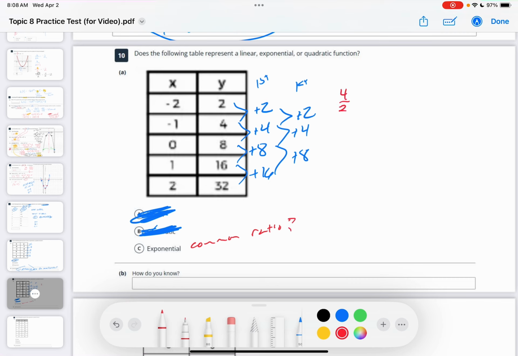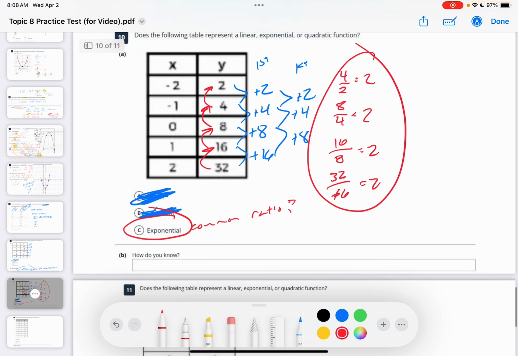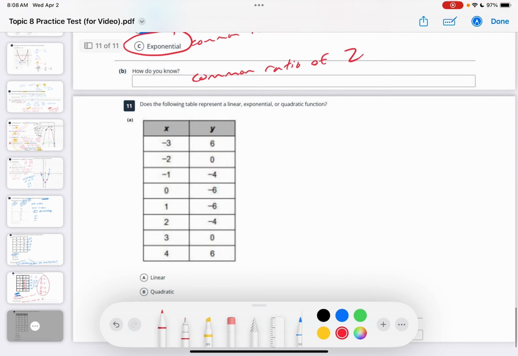4 divided by 2 equals 2. 8 divided by 4 equals 2. 16 divided by 8 is 2. And 32 divided by 16 is also 2. So there is a common ratio, it is exponential, and that's how we know. So I could say something like common ratio of 2. And then the last one, let's try first differences.